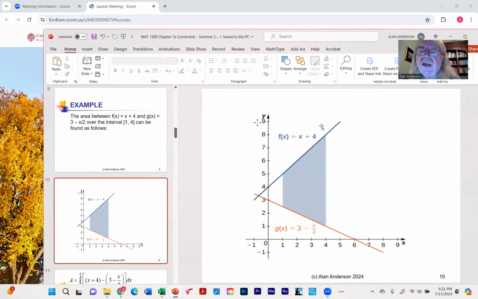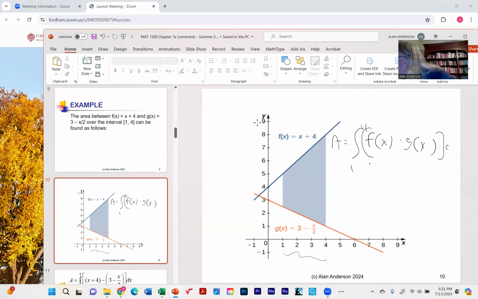So keep in mind here, f of x is everywhere above g of x, at least in the interval of interest, which is 1 to 4. Okay, so we don't have to worry about crossovers or anything like that. So what we're going to end up with is this. The area will be the integral from 1 to 4 of f of x minus g of x dx.